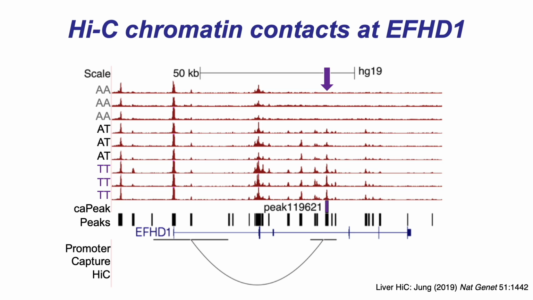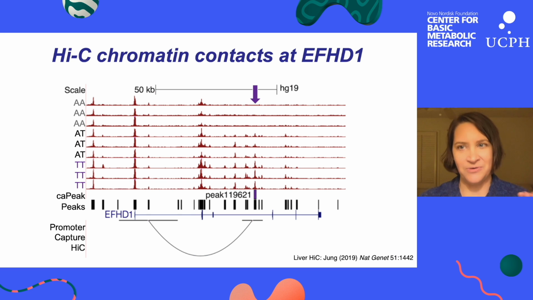Zooming in on this particular region, now shown are tracks from, again, 9 example individuals, and the purple arrow showing that the people with the AA track show very little chromatin accessibility, the heterozygotes show moderate accessibility, and the homozygotes for the T allele show the strongest accessibility. And then shown below, this region in the intron of EFHD1 has been shown by Hi-C data in liver to be connected to a promoter of EFHD1. So suggesting that the variants are acting to regulate EFHD1. So now we have both an eQTL co-localization and Hi-C data to support the target gene being EFHD1 in this region.